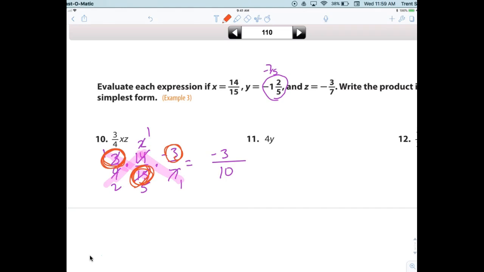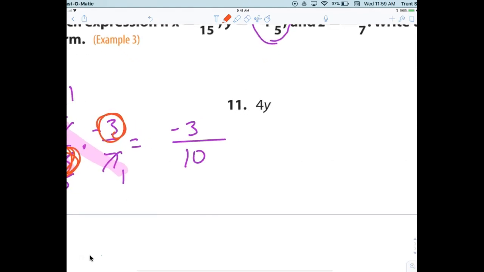Is everybody with me? All right, while I'm answering the phone, I want everybody to try number 11. Everybody do number 11. And don't forget 4 is the same as 4 over what? Okay. It's 7 over 5. Negative 7.